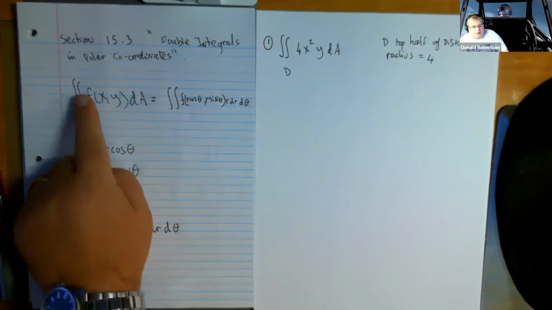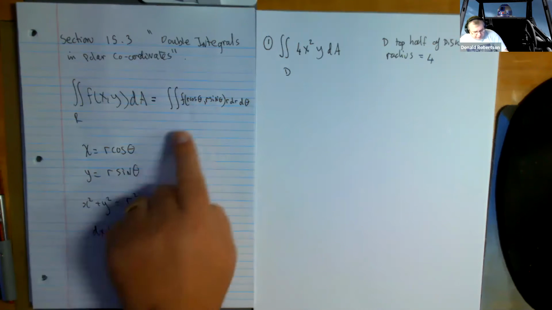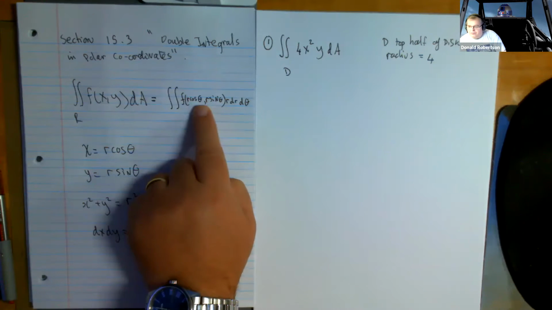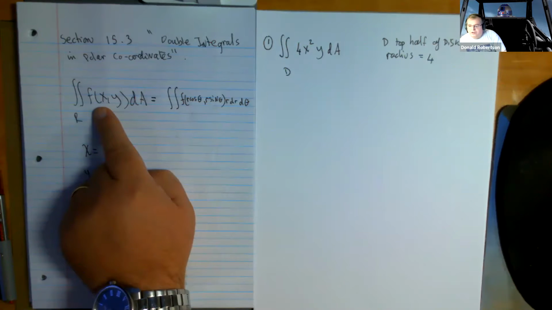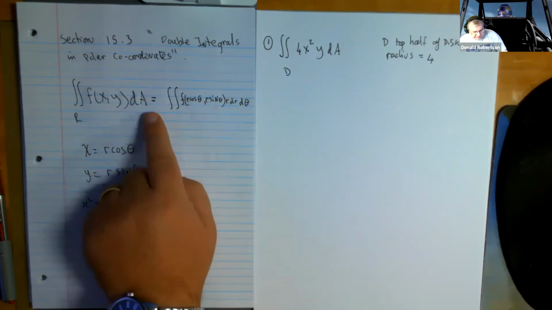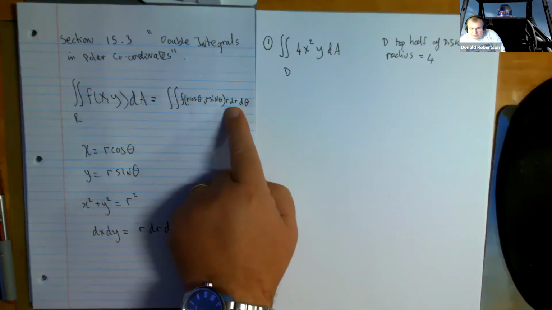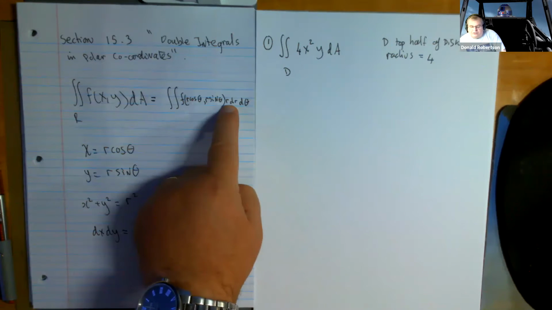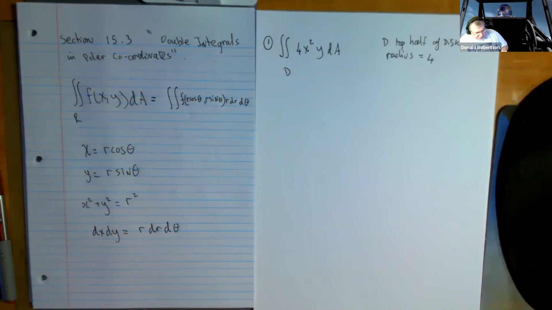Now, x is r cosine theta, y is r sine theta. That's what this is telling you. All the x's and y's that you've got here, turn the x's into r cosine theta and the y's into r sine theta. And the dx dy, turn that into r dr d theta. Notice it's dead easy to miss that. Not dr d theta, but r dr d theta, right? An extra r. That's part of the process.